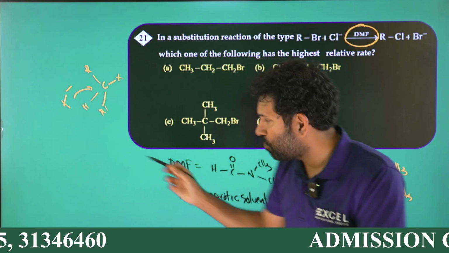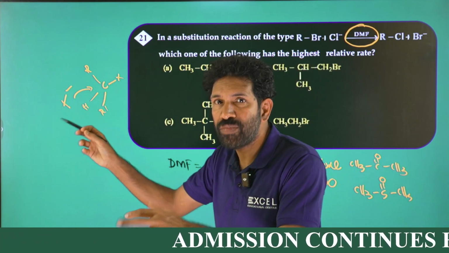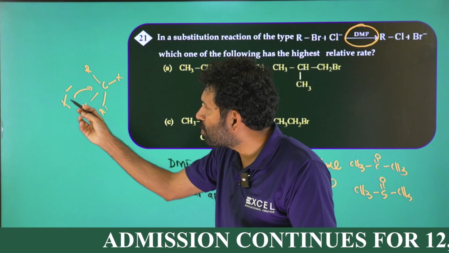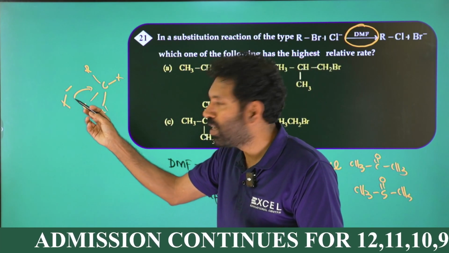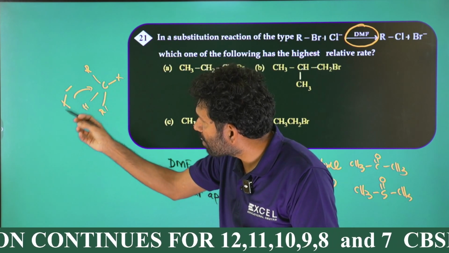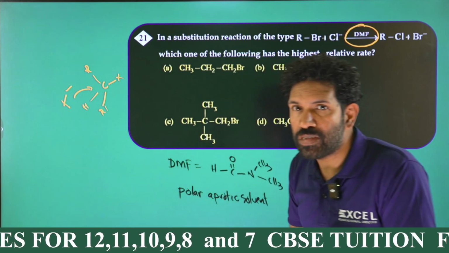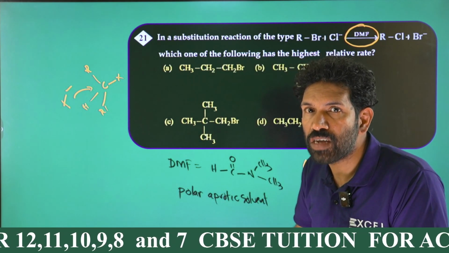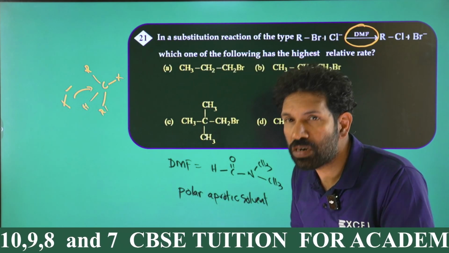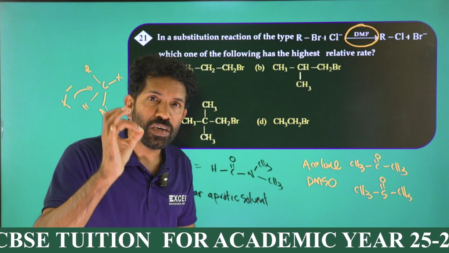Now if you are using polar aprotic solvent, interaction with the solvent will be less, so that X minus will behave as nucleophile. So it will increase the ability of X minus to attack the carbon atom. In other words, it will increase the nucleophilicity, which in turn increases the rate of SN2 reaction. So this is the answer. Polar aprotic solvent favors SN2.